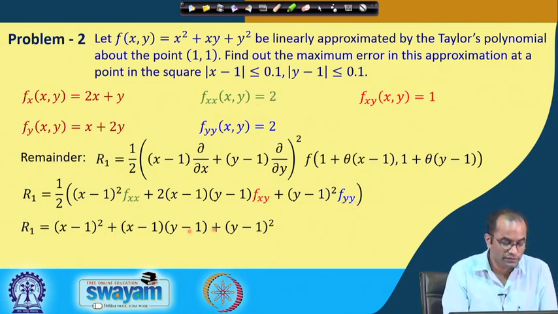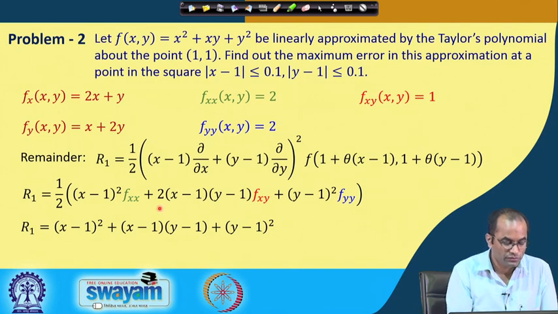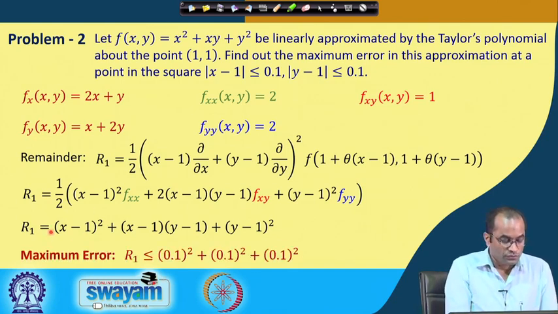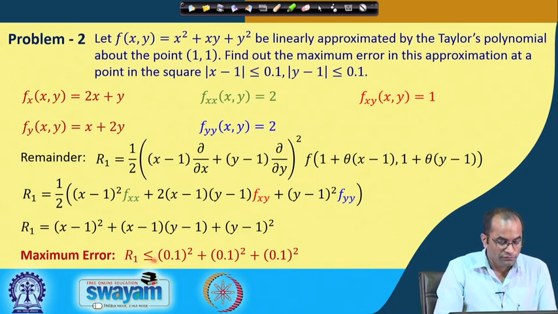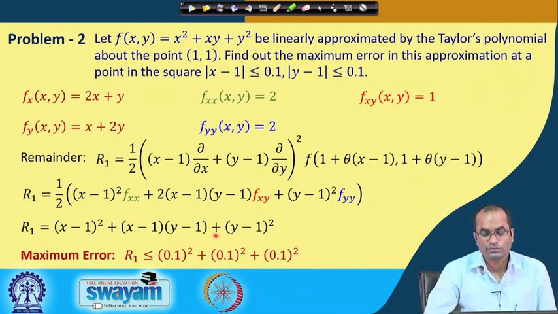So, after substituting this, we have this remainder term, and given that x minus 1 is less than 0.1 and y minus 1 is less than 0.1, we can write those terms here to get the approximation that R_1 will be less than or equal to, where we have written the maximum error, which is 0.1. So, 0.1 squared, again this product will come, and 0.1. So, 3 times 0.1 squared, which will be 0.03.